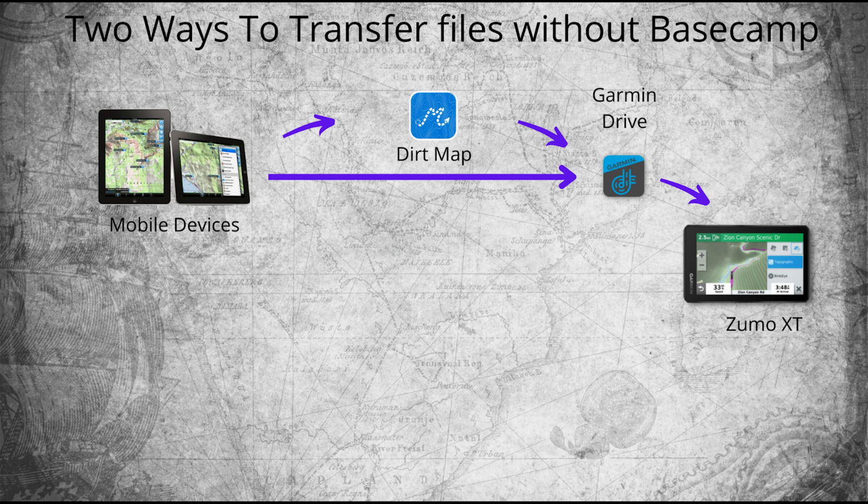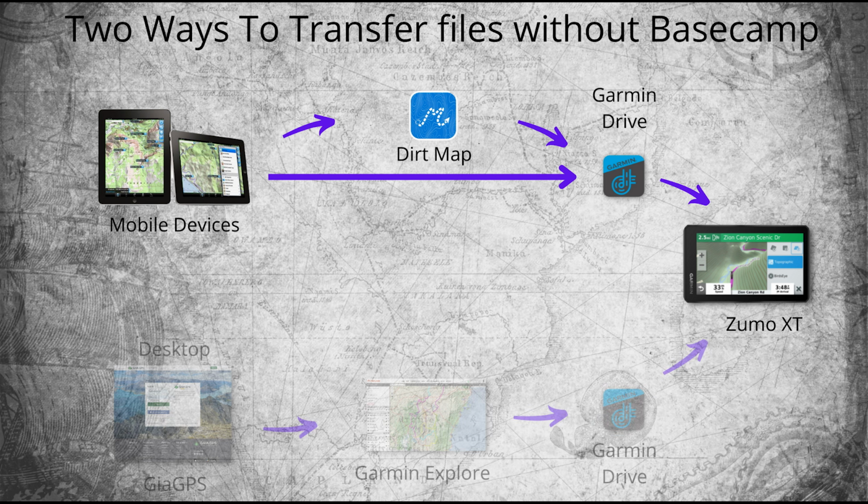But I'm going to show you now two different ways of doing it if you don't want to use Basecamp. The first is if you're doing your planning on a mobile phone. I've only got an iOS device, so I'll show you on an iPhone: if you're using Gaia on an iPhone, how to get the assets from the iPhone through Garmin Drive onto the Zumo. The second method is if you're using a desktop for your route planning, and how you can wirelessly transfer them using Garmin Explore.